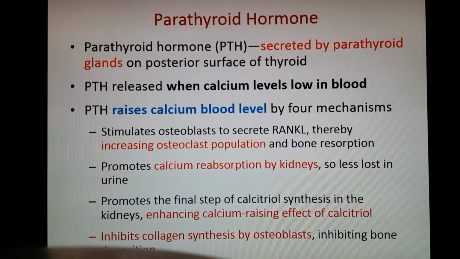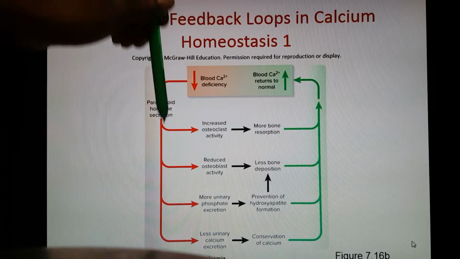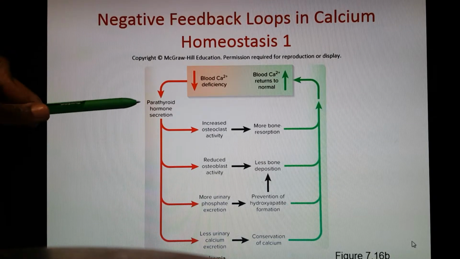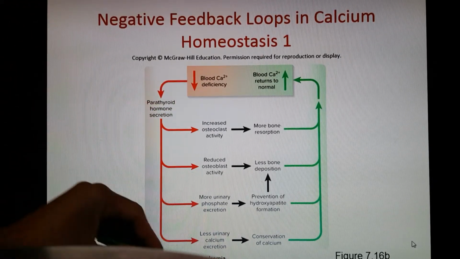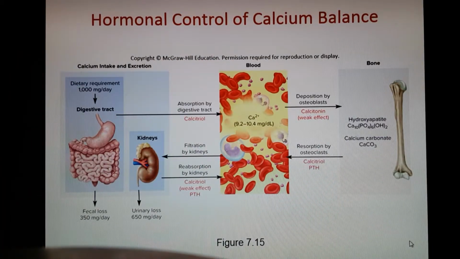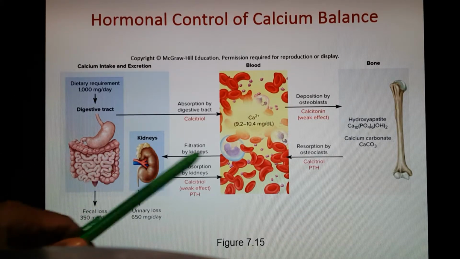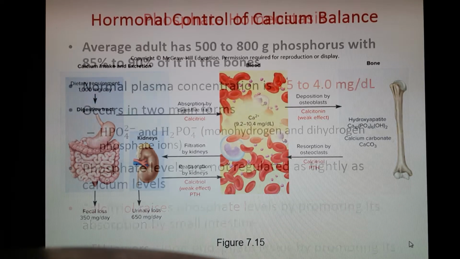raising your blood calcium levels. So still another negative feedback loop: decreased blood calcium level causes parathyroid hormone to be secreted, causing all these different effects to eventually return your blood calcium levels to normal. So this chart just shows how they all work together on different organs and organ systems to adjust your blood calcium levels.